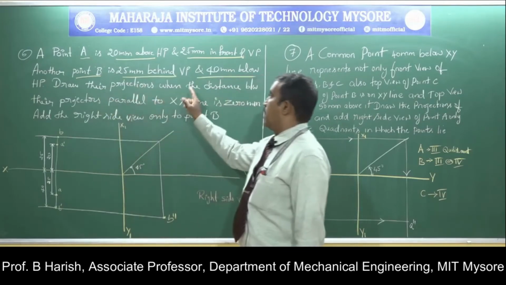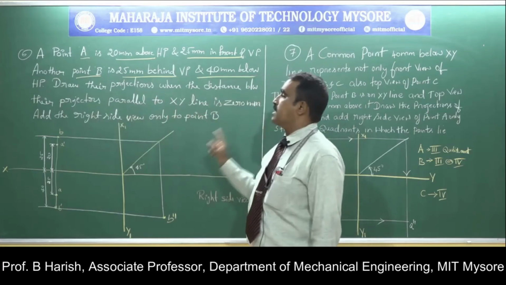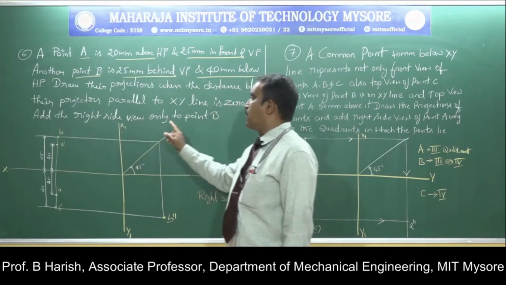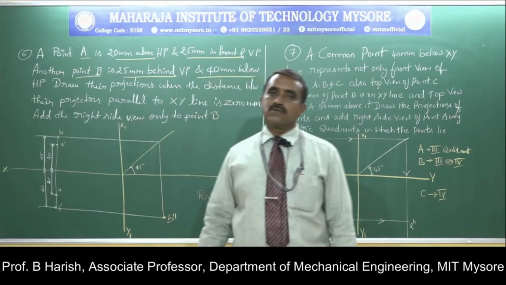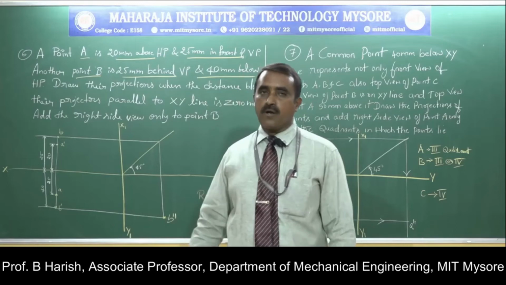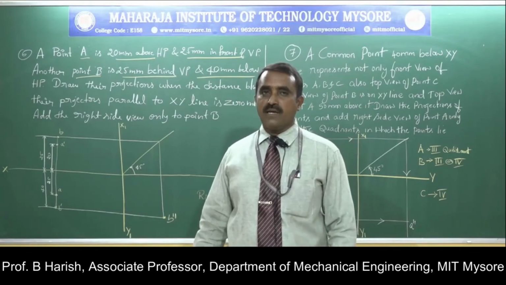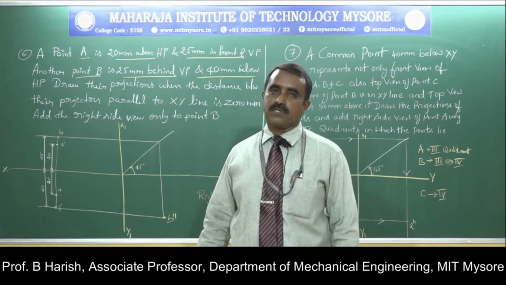Draw their projections when the distance between their projectors parallel to xy line is 0, and also add the right side view only to point B. So as I told in the previous session, here you should read the problem carefully and analyze what data is given, how the projections will be, and then start with the projection.